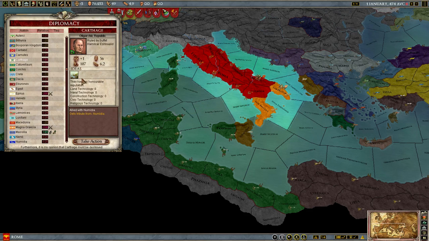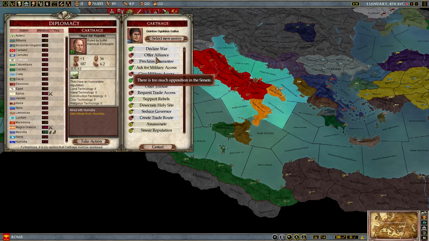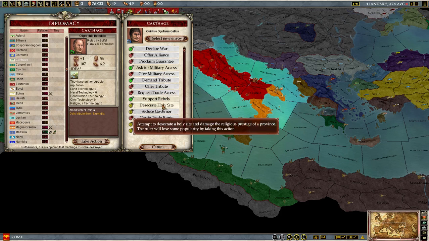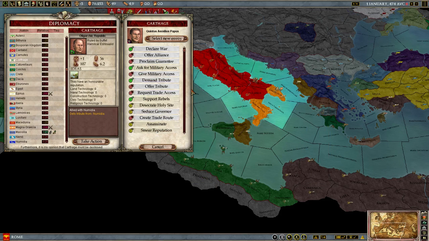You can also see what ideas they have, their technology levels. This box that has appeared here is actually them and their infamy limit. Allied and gets tribute from Numidia. In addition, you have the ability to take action here, such as declare war, you know, like something we'd totally do. Or, you know, ask for military access, support rebels, what have you. You can also choose who your diplomat will be. Now, 99% of the time, your diplomat is going to die, which actually is very useful. You have an annoying populist? Maybe he should become your newest diplomatic envoy.